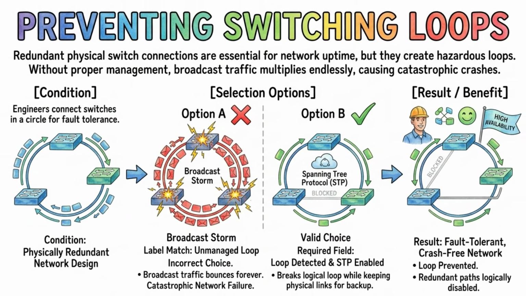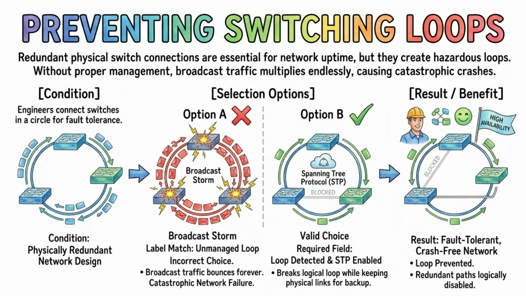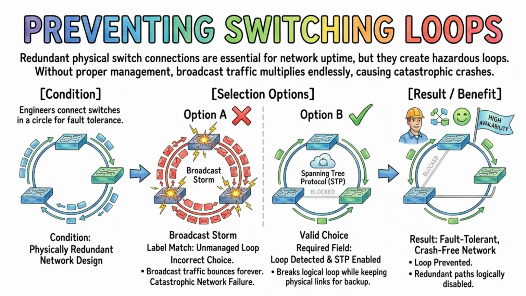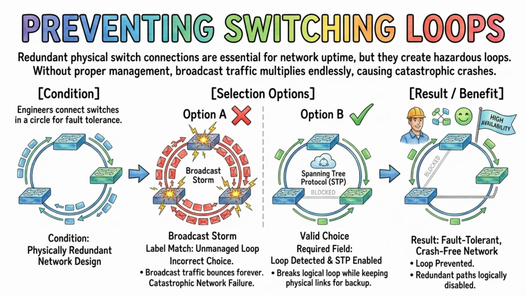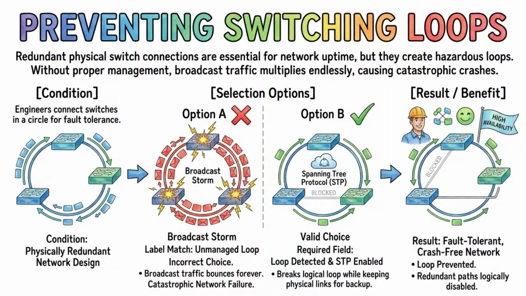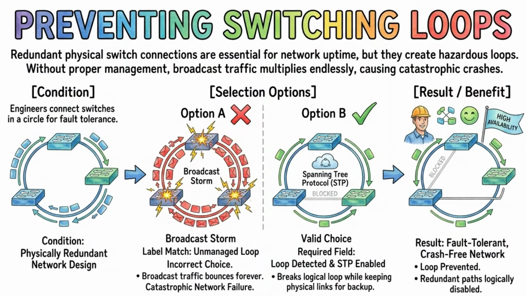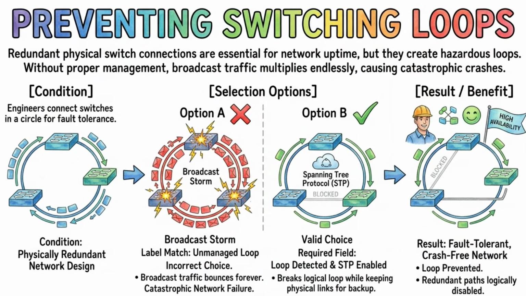Unfortunately, because switches constantly flood broadcast traffic to find unknown destinations, these circular physical loops cause catastrophic events known as broadcast storms. Broadcast frames will bounce around the circular loop forever, multiplying exponentially until the network equipment completely crashes under the massive processing load. We need physical redundancy, but we absolutely must prevent these logical switching loops from destroying the network.